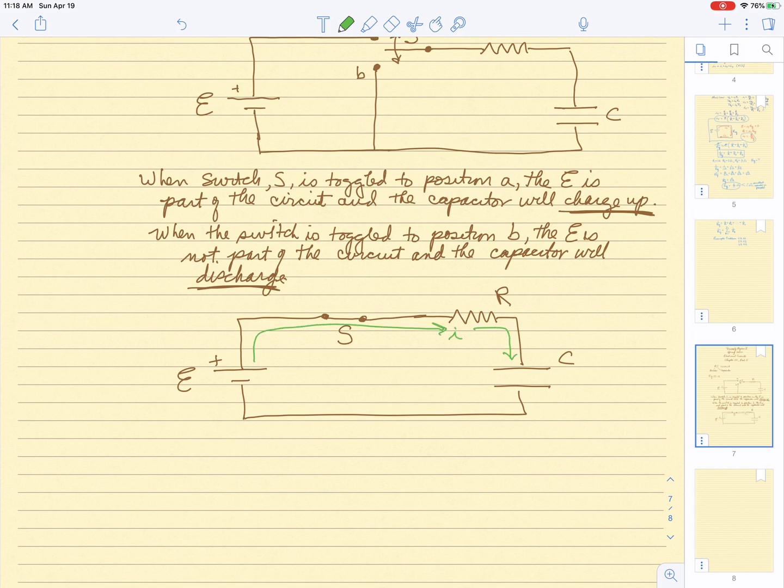A current which moves through this circuit. But please be aware that that current is going to be a function of time. It's not going to be constant. Because once the capacitor charges up to a voltage such that no more current will flow, no more charge will flow, then the current will go to zero. What is that voltage? That voltage is when the voltage across the capacitor is equal to the EMF.